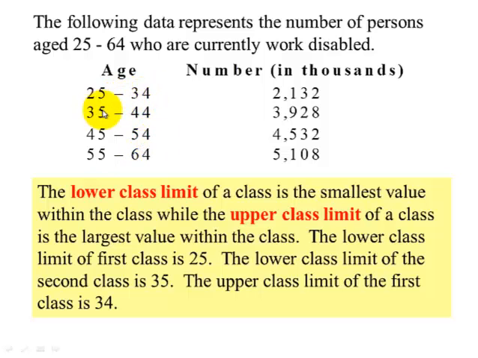And you want your classes in such a way where they are mutually exclusive. And what that means is a value, an age, can only fit into one class, not the other. So as we notice, this goes to 34, and then 35 starts in a new class.